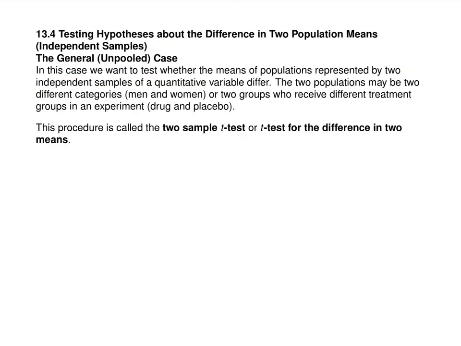All right, next we're going to move on to the final hypothesis test, which is testing hypotheses about the difference in two population means of independent samples. So in this case, we want to test whether the means of populations represented by two independent samples of a quantitative variable differ. The two populations may be two different categories, say like men and women, or two groups who receive different treatment groups in an experiment, say a drug group and a placebo group. So this procedure is called the two-sample t-test, or a t-test for the difference in two means. And the first thing you have to be able to do is tell this apart from the paired differences thing.